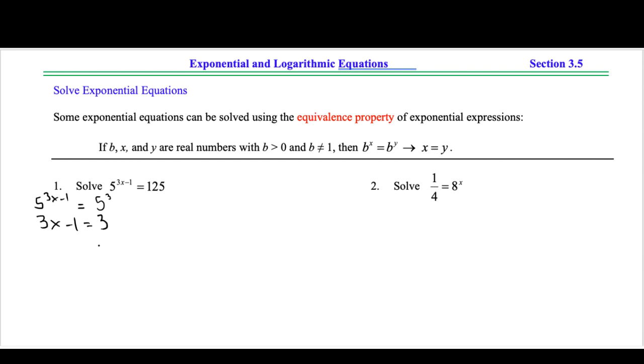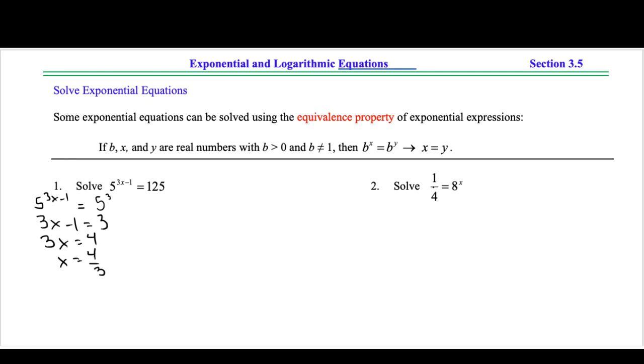So I can just equate the exponents and solve for x, and the solution to this equation would also be the solution to the original exponential equation. This is a pretty simple linear equation. Add 1 to both sides to get 3x equals 4, and then divide both sides by 3 to get x equals 4/3. So there's an application of the equivalence property.